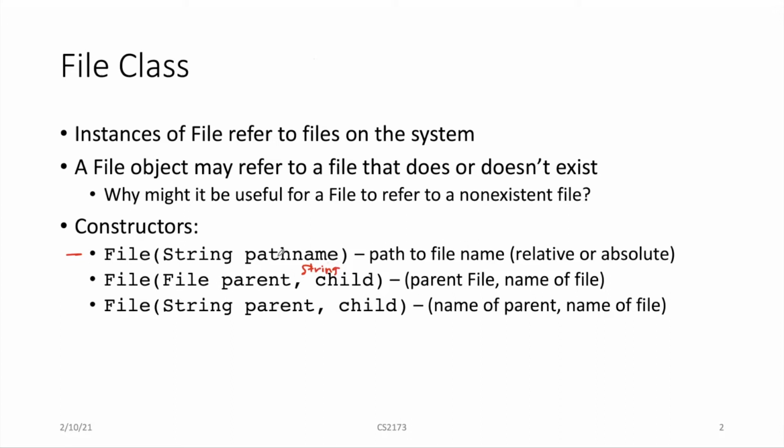Okay, so here's the other thing: a file object can refer to either a file or a directory. If I have a file object that refers to a directory, then this way of representing the file refers to a file of this name, the child name, in the parent directory. So the parent file has to be a directory, and this could actually be a file or a directory. And I can also do it with just the name of it.